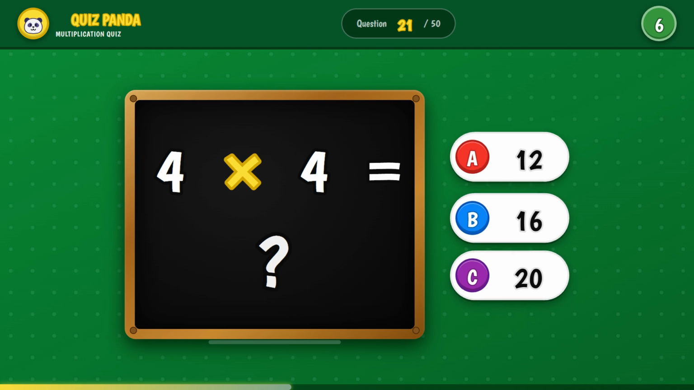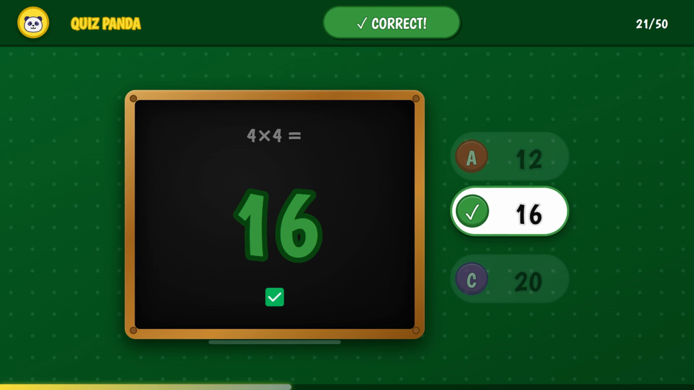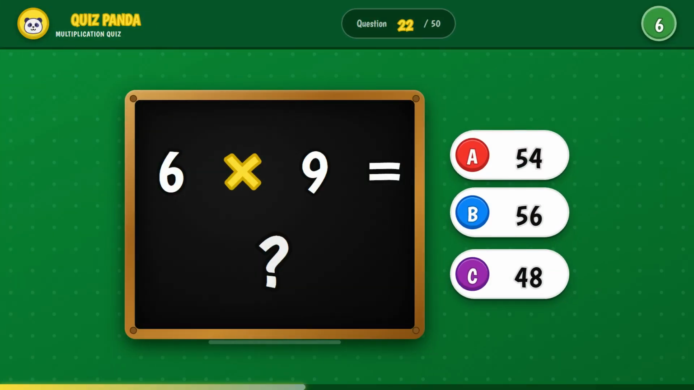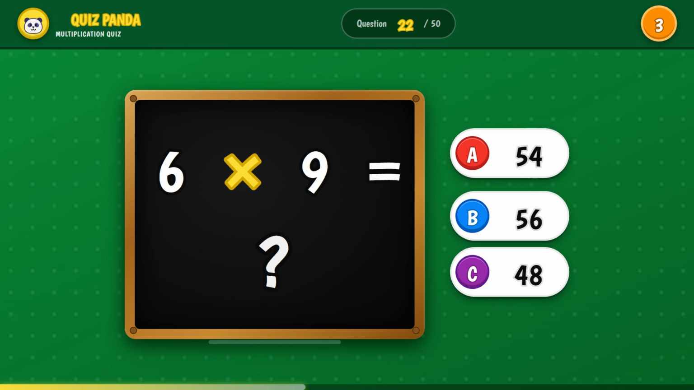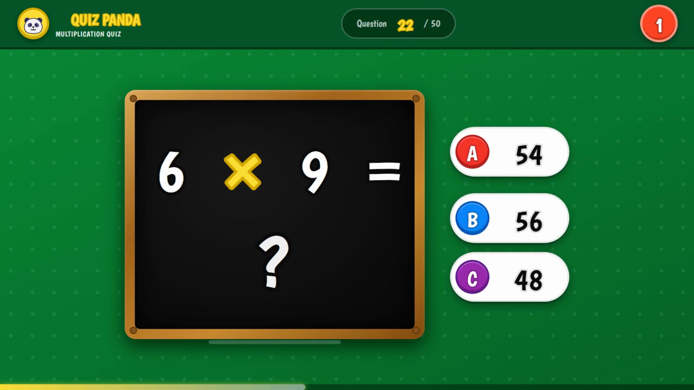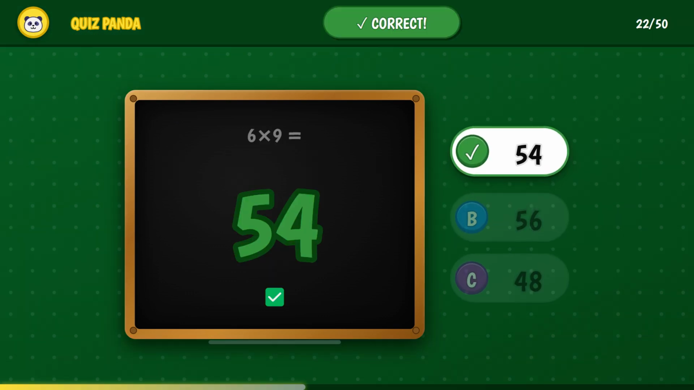Halfway there. Question 21. What is 4 times 4? The correct answer is B, 16. Question 22. What is 6 times 9? The correct answer is A, 54.